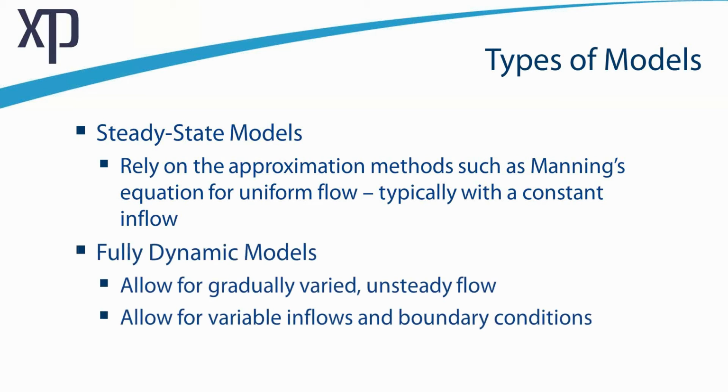Alternatively, fully dynamic models, such as a couple of XP's products, which include XP Storm and XP Swim, allow for gradually varied and unsteady flow in any given location. And dynamic models also allow for variable inflows and variable boundary conditions. And those boundary conditions, when we think back to those photos before, if we had tidal influences from the moon, they're a discrete boundary condition that does change rapidly with time.